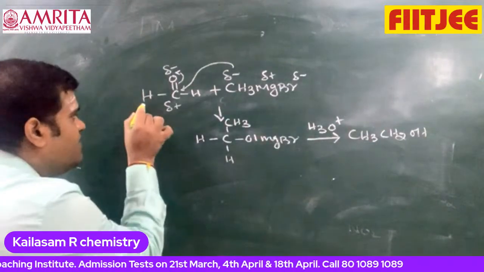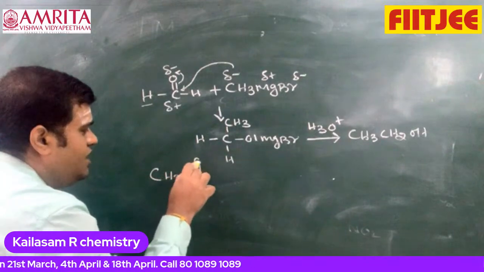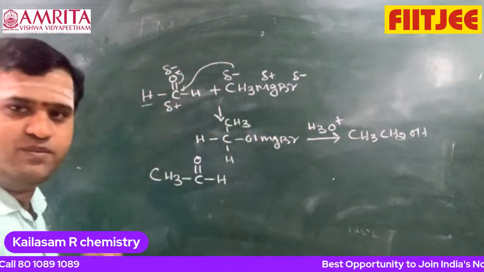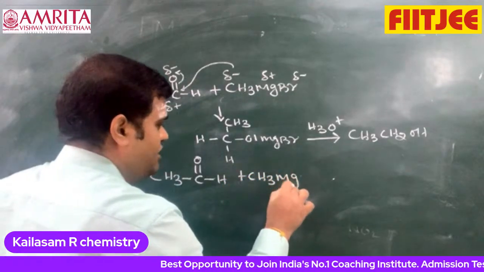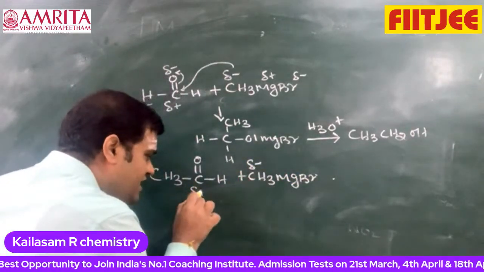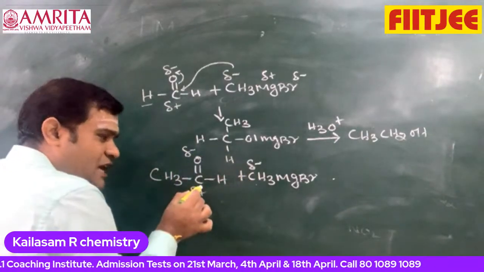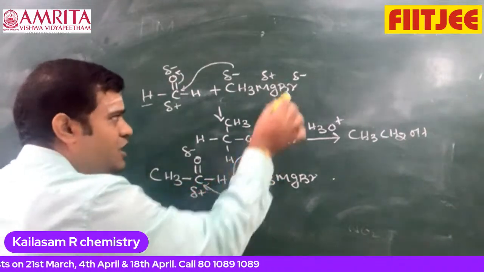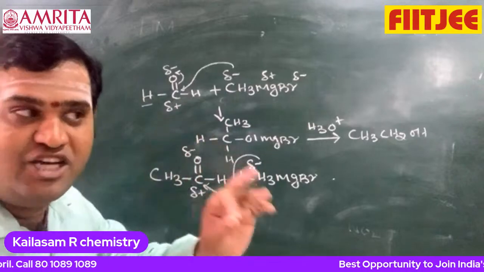Now, in the place of H, I introduce CH3, giving CH3CHO. It's called acetaldehyde. I'm using the same reagent, CH3MgBr. This is delta minus and this is delta plus. The nucleophile attacks the electrophilic center. Therefore, the nucleophile added to the carbonyl compound is an example of nucleophilic addition.